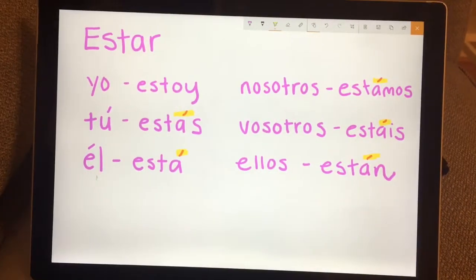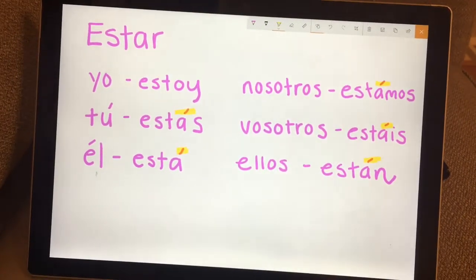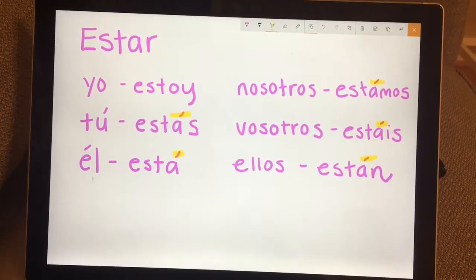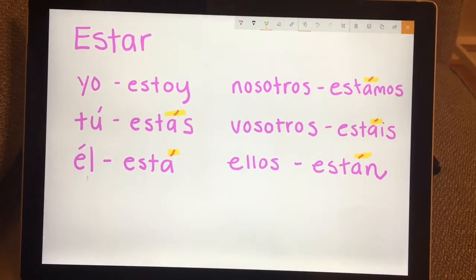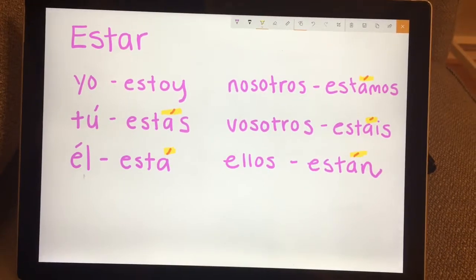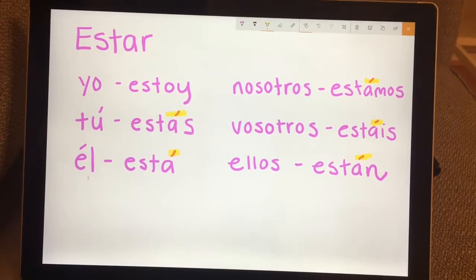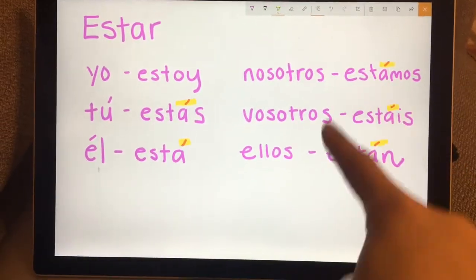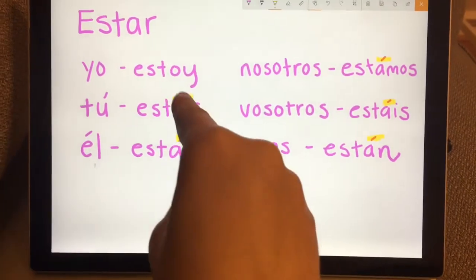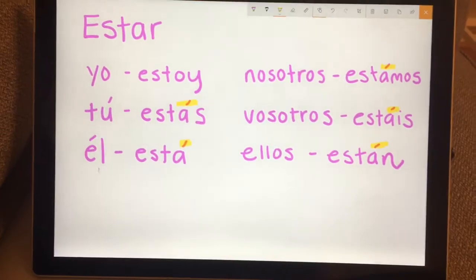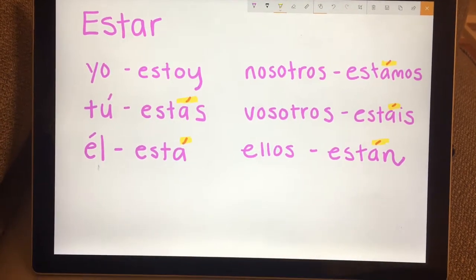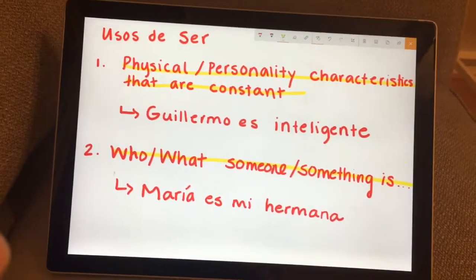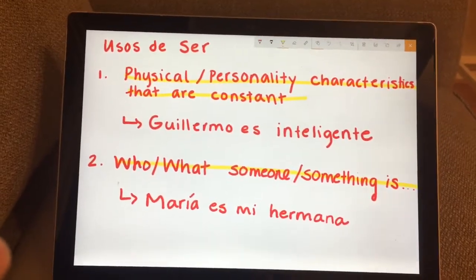The other to be verb is obviously estar, and the conjugations for estar are yo estoy, tú estás, él está, nosotros estamos, vosotros estáis, y ellos están. So notice how I've highlighted the fact that there's an accent on all the A's. Obviously, estoy has no accent because there is no A in the spelling. So now that we know what the conjugations are of ser y estar, we need to know when they're used.